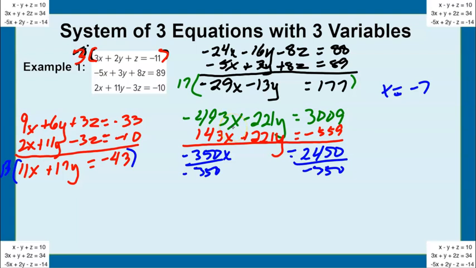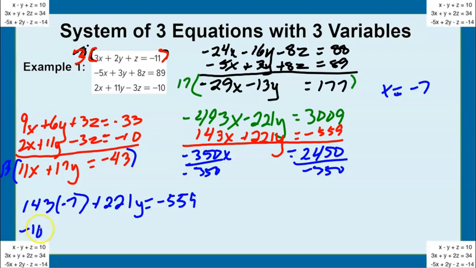And if x is -7, I can plug it into one of these two equations to solve for my y. So I'm going to choose the bottom one, the red one. So I'm going to have 143 times a -7 plus 221y equals a -559. So I have 143 times -7 gives us a -1001 plus 221y equals a -559.